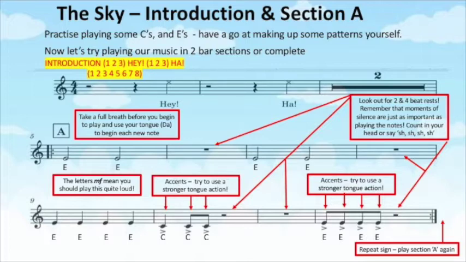You will notice under the first note the letters MF. This means mezzo forte, which is Italian for moderately loud. So try to play it quite loud. Also, under some of the notes near the end of the third line, you'll see some little arrows. These are called accents, where we try to use a stronger tongue action.